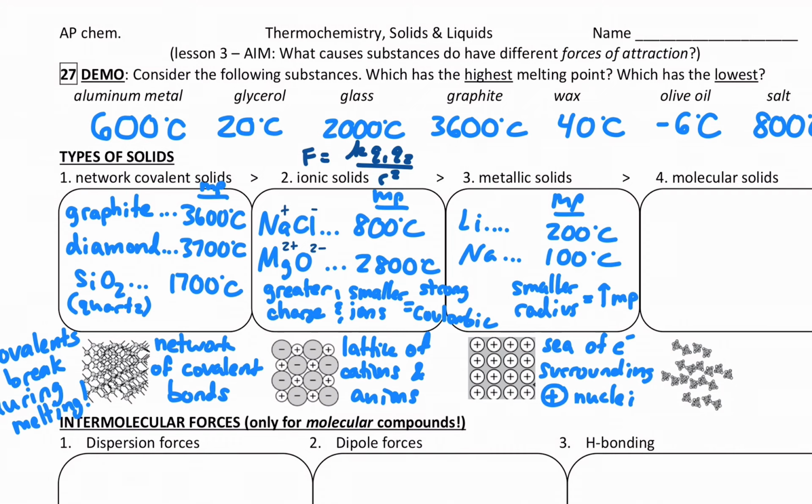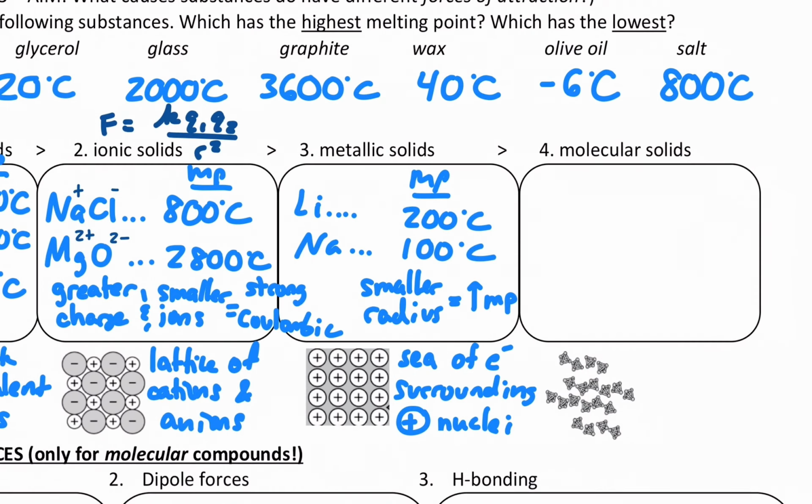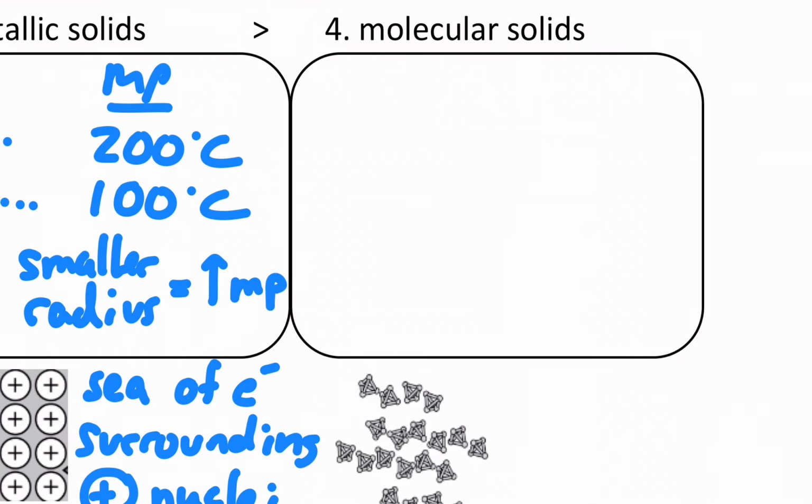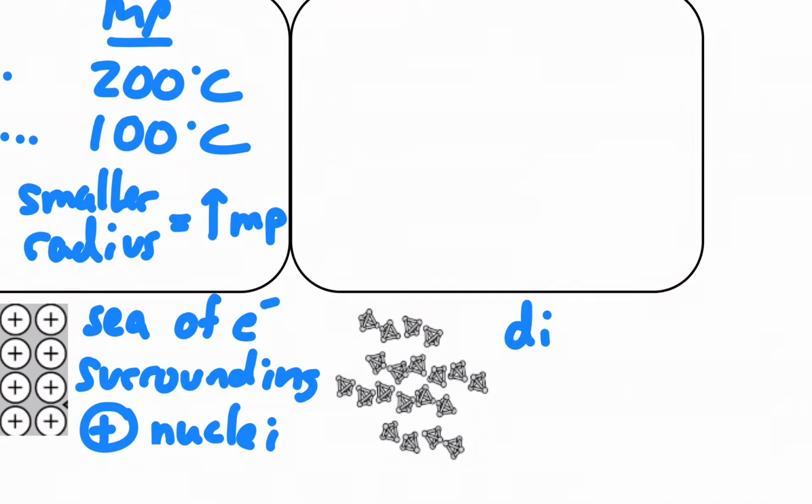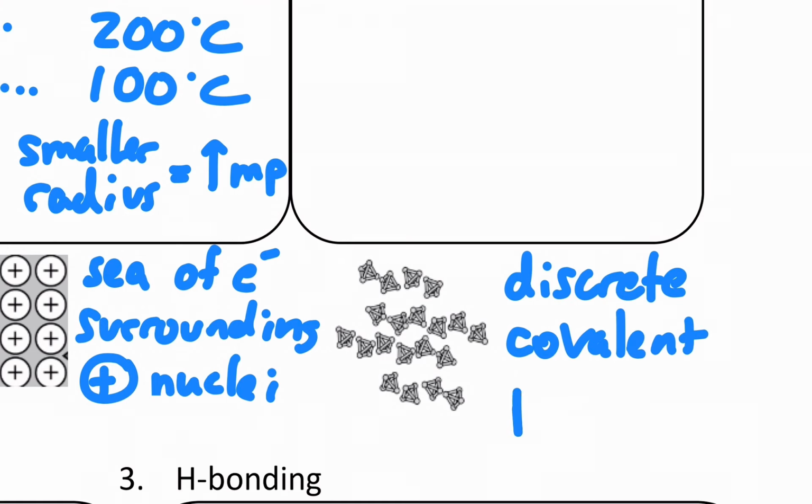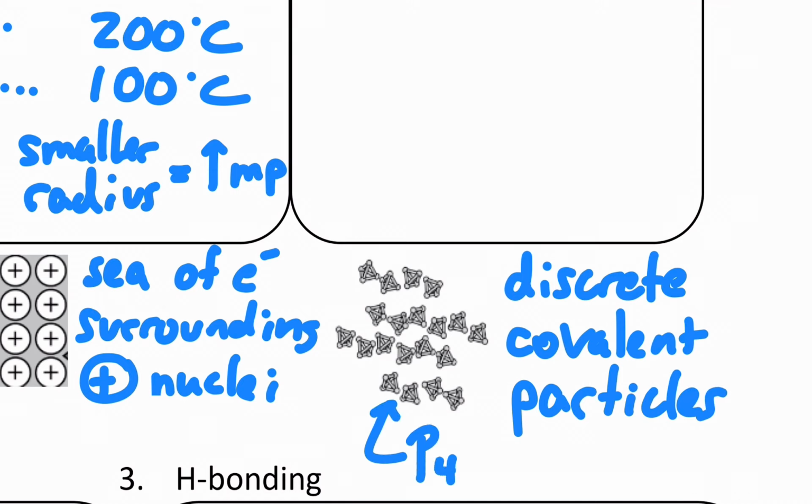So those are the first three, and now we're going to talk a lot about the last one. Most of this lesson is actually all about this last category, molecular solids. Molecular solids are discrete, meaning individual covalent particles. So here's a bunch of phosphorus molecules of P4. Remember, phosphorus is a tetraatomic substance. So it's these little clusters of molecules of phosphorus.